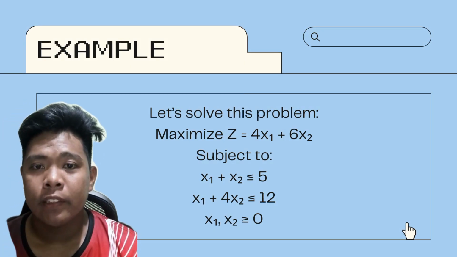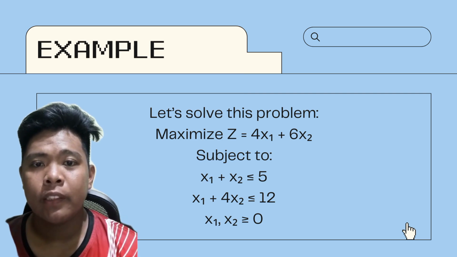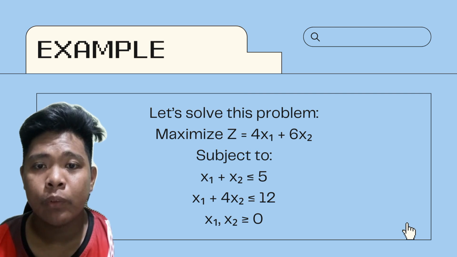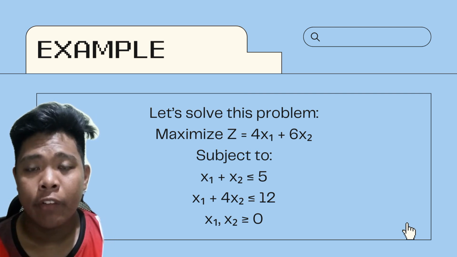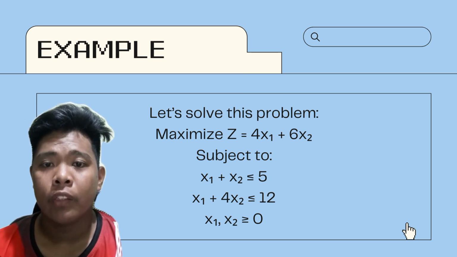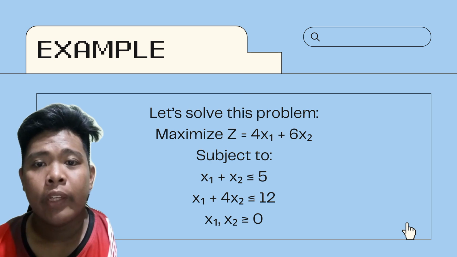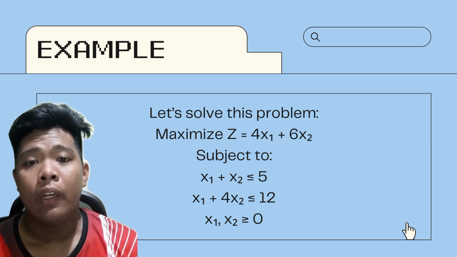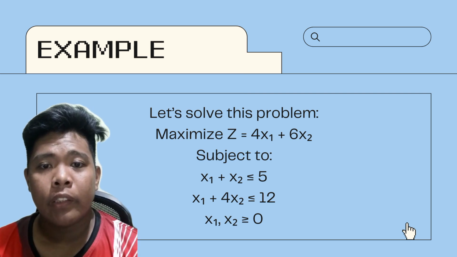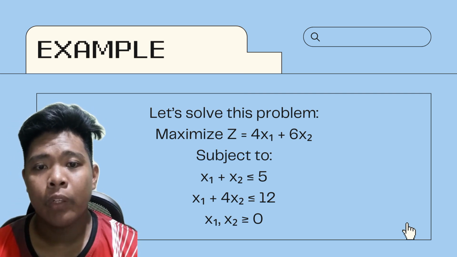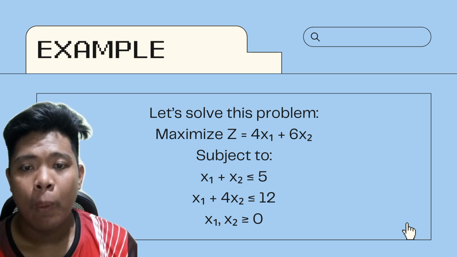Maximize z is equal to 4x sub 1 plus 6x sub 2, subject to x sub 1 plus x sub 2 less than or equal to 5, x sub 1 plus 4x sub 2 less than or equal to 12, x sub 1, x sub 2 greater than or equal to 0. And we can convert the inequalities into equalities by adding slack variables s sub 1 and s sub 2.